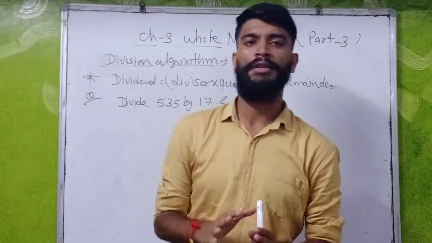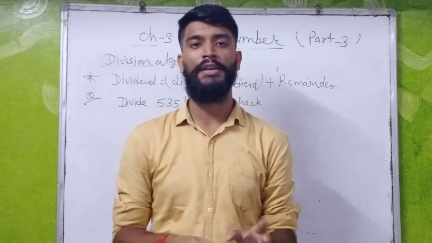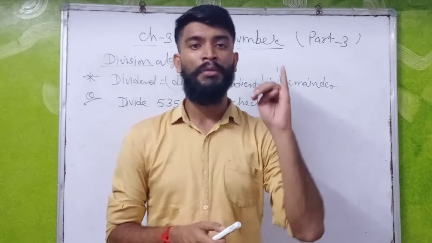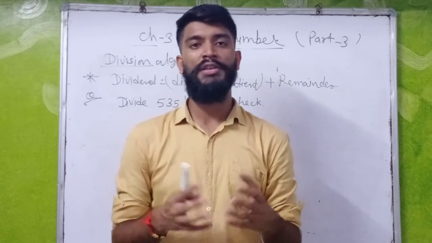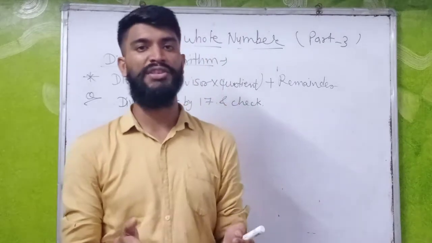Hello everyone, this is part three of chapter number three, Whole Numbers. In part one and part two, we discussed various types of properties of whole numbers, for example associative property, commutative property, distributive property, closure property, and multiplicative and division properties for 0 and 1.